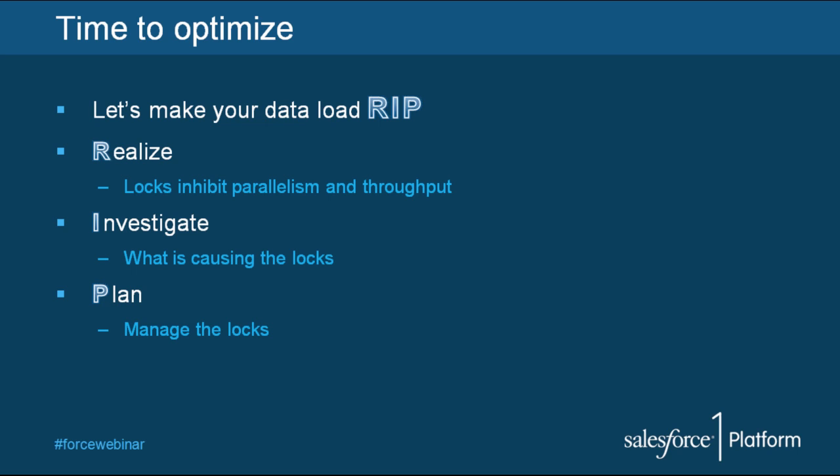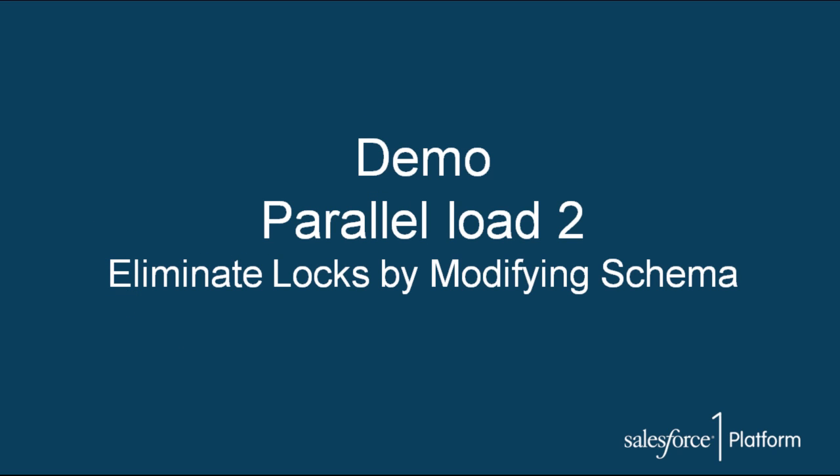Yeah. So let's go back to our analogy. When you're running the Bulk API, the one thing that we want you to remember and take away from this is you've got to make it rip. The first part of that is to realize that locks can certainly be a major inhibitor to your parallelism and your throughput. The second step is that we need to investigate what was actually causing those locks. We saw that it was the locks, but we still don't know exactly where those locks are coming from. Once we figure that out, then we can plan for what we're going to do to actually manage those locks.